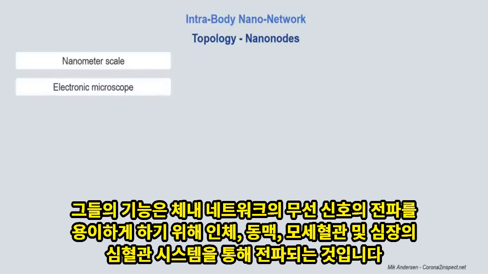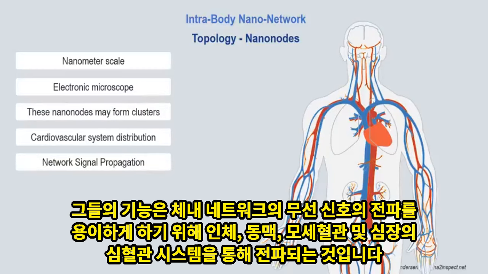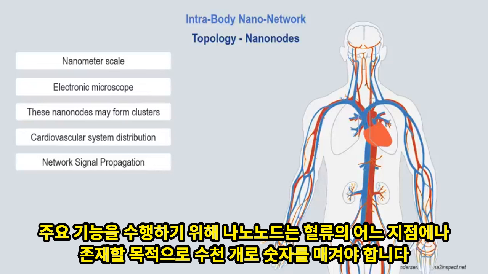Their function is to propagate through the cardiovascular system of the human body, arteries, capillaries, and heart, in order to facilitate the propagation of wireless signals of the intracorporeal network. In order to carry out this main function, the nanonodes must number in the thousands, with the aim of being present at any point in the bloodstream.